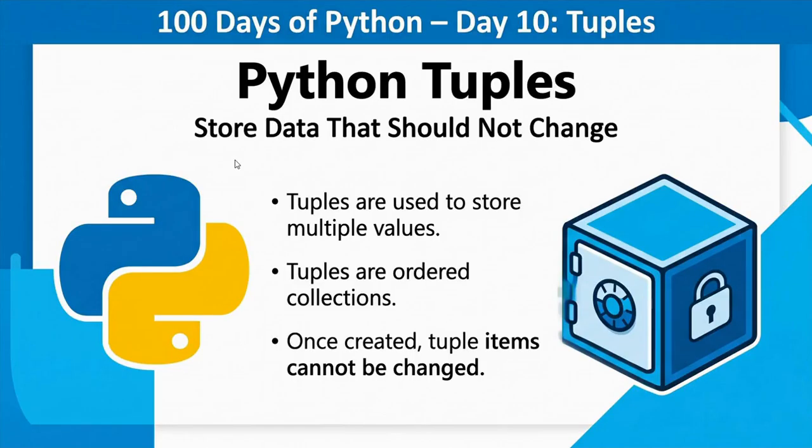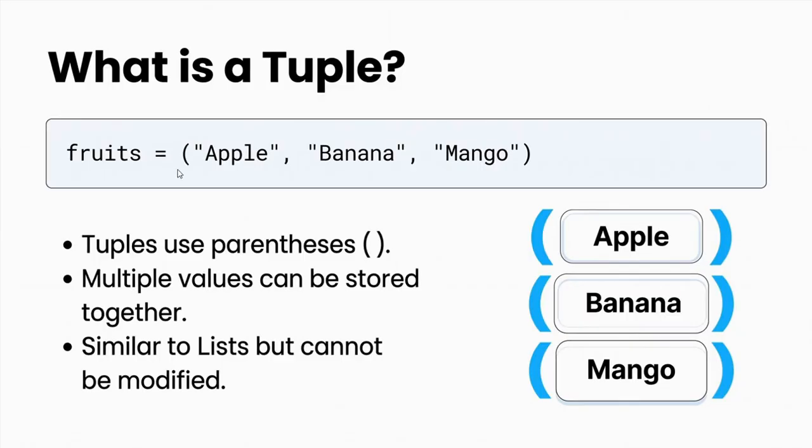So today, day 10, what do we learn? We learn about tuples. They store data that should not change. Tuples are used to store multiple values. Tuples are ordered collections. Once created, tuple items cannot be changed. Let's see how to write tuples.